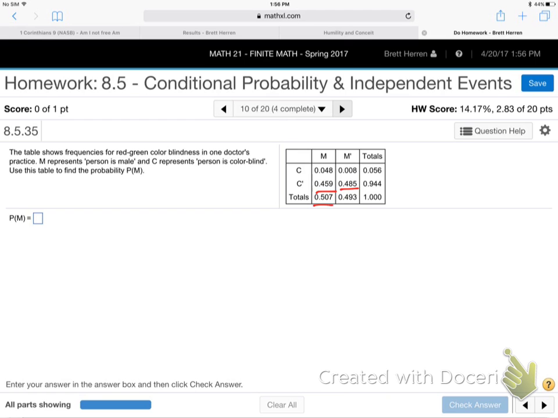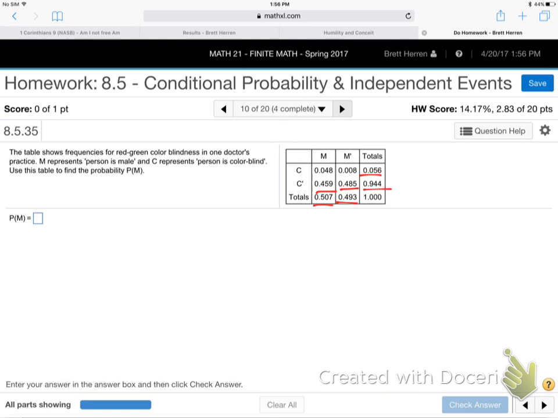Okay, and then what's this 0.507? Total percentage of males, 50.7%, just over 50% males. Total number of females. What about over here, 0.056? What's that? Total colorblind, right? 5.6% of all patients are colorblind. That one, 94.4% of all patients are not colorblind.